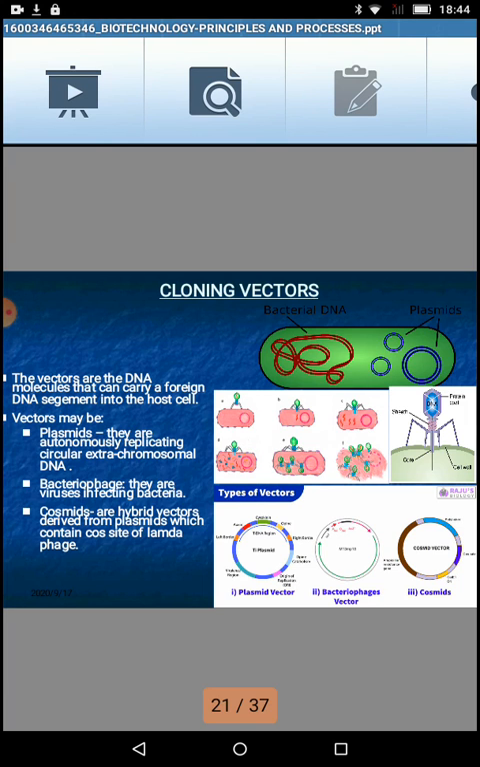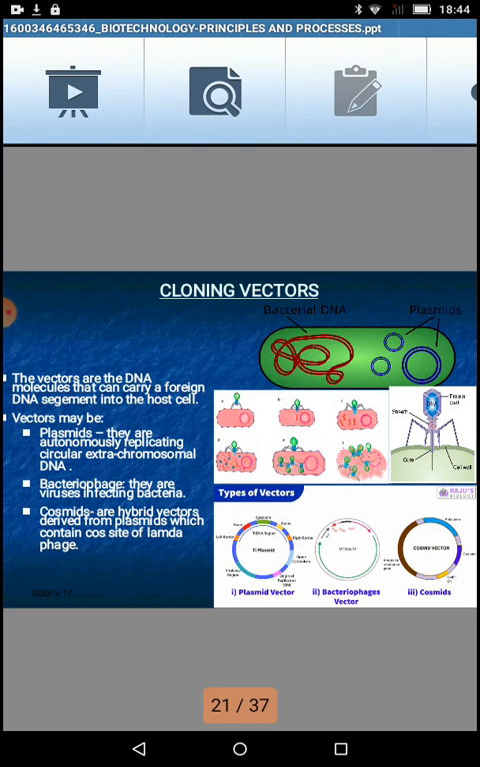Another one can be bacteriophage. They are viruses infecting the bacteria. And the third one is cosmids, which are hybrid vectors derived from the plasmids, which contain the cos site of lambda phage. Now, these plasmids we have been discussing in the previous sessions also.